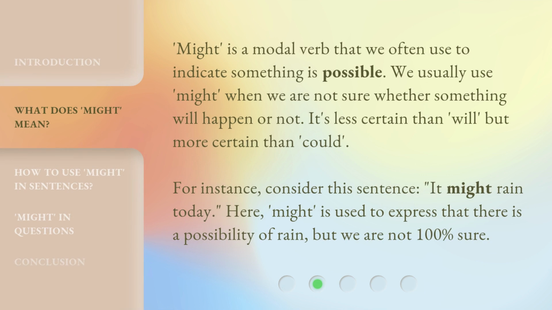Might is a modal verb that we often use to indicate something is possible. We usually use might when we are not sure whether something will happen or not. It's less certain than will, but more certain than could. For instance, consider this sentence: "It might rain today." Here, might is used to express that there is a possibility of rain, but we are not 100% sure.